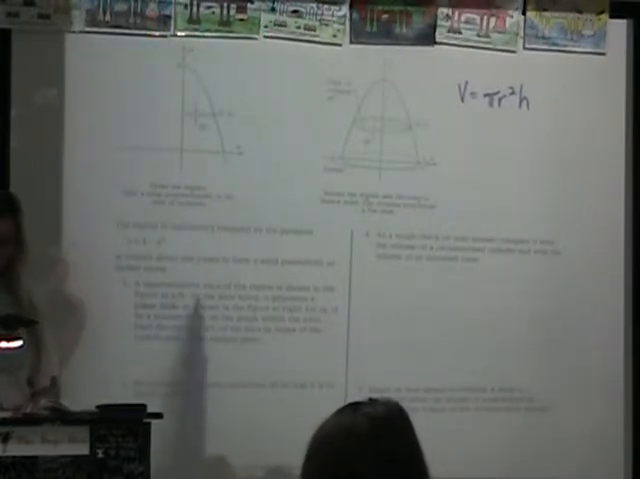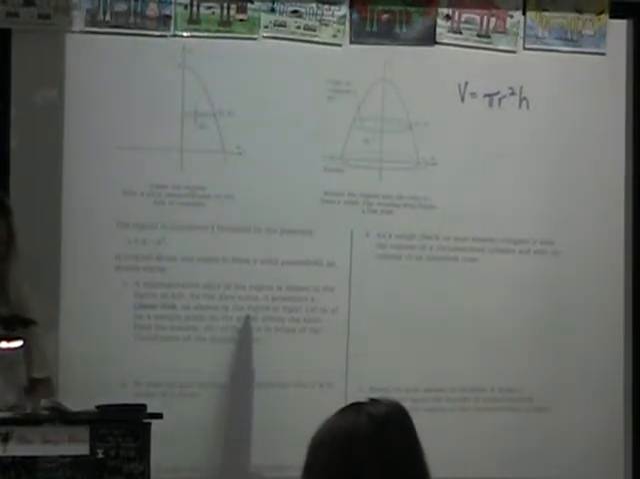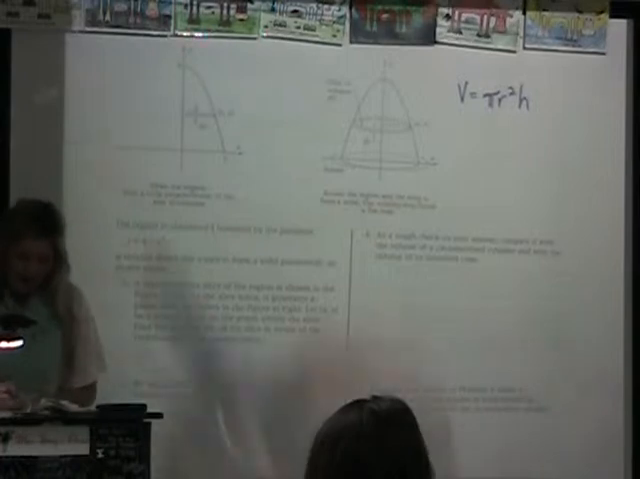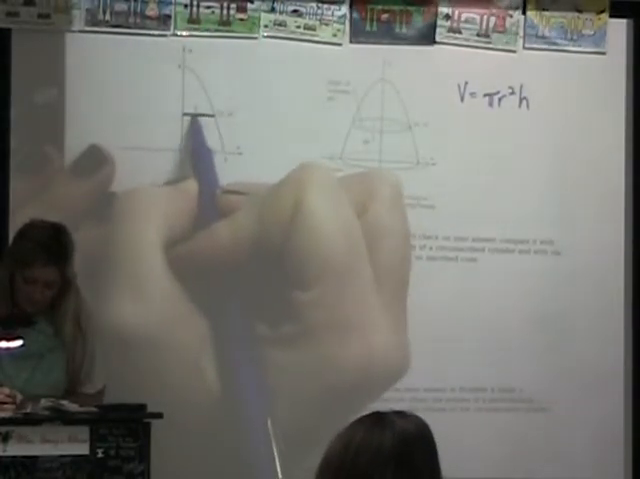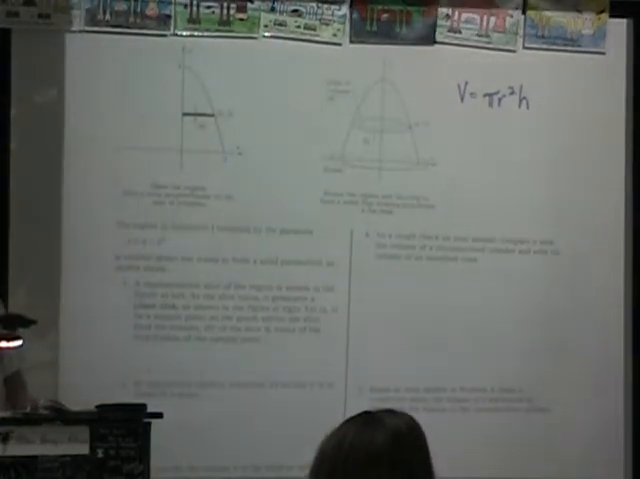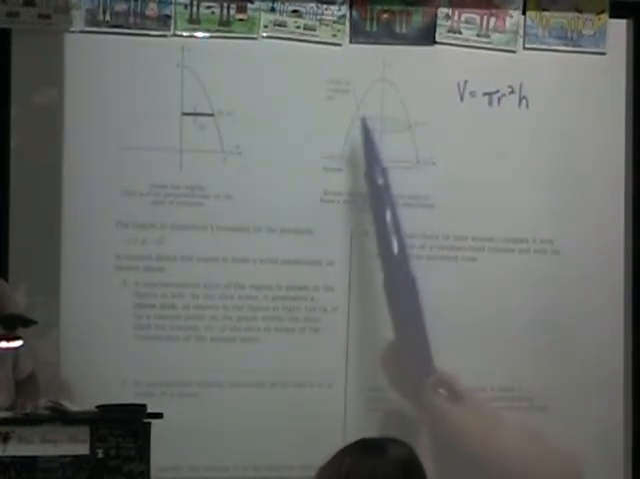Now if you look under number 1, it says a representative slice of the region is shown in the figure at the left. As the slice turns, it generates a plane disk as shown in the figure at the right. So we're just taking a slice of this area, and we're going to rotate that slice about the y-axis. When you rotate it about the y-axis, it forms this disc that you see here in the 3D picture.